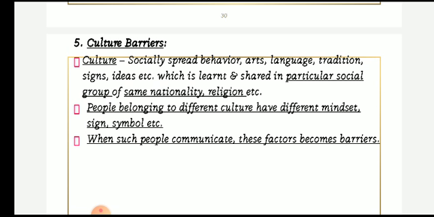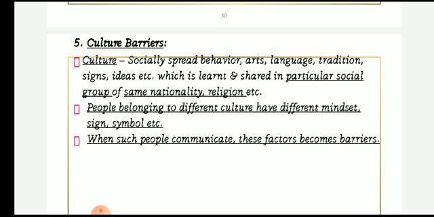What is culture? First of all, we should understand. When many persons live together in a society, society is a group of people who have similar behavior, some arts which are used by them, similar languages, similar traditions, similar signs and symbols used in communication, similar thinking, and similar kinds of ideas. These are socially transmitted, learned and shared in a specific group of people.